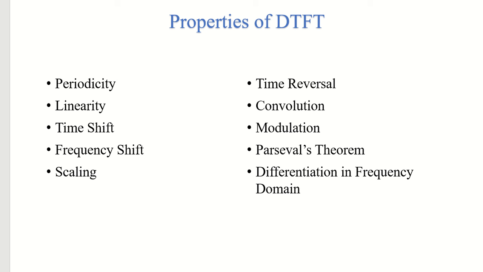Then we have the convolution property. It says if I have two signals which are convolved in the time domain and give us some output z of n, then whenever I take the discrete time Fourier transform of those two signals, the multiplication of their Fourier transforms will give me the Fourier transform of my final signal, right?